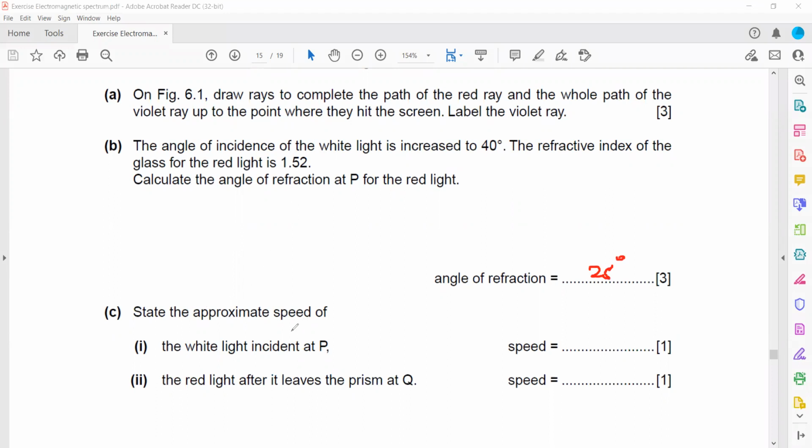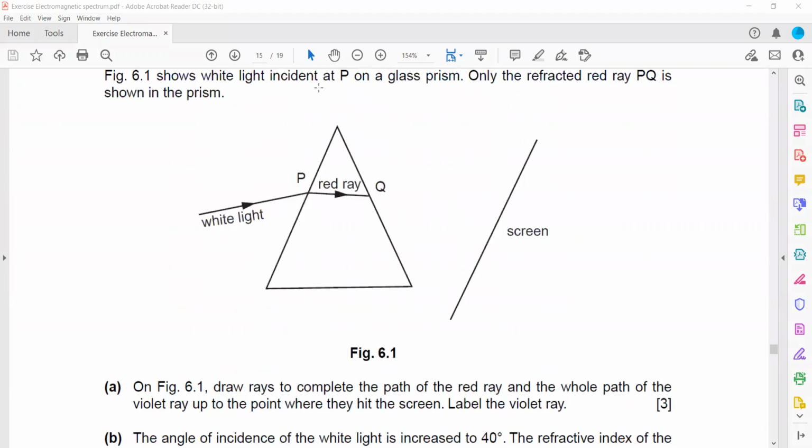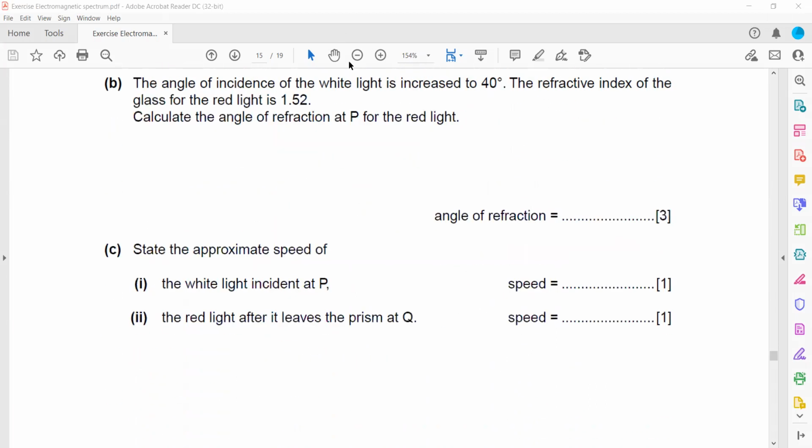Then state the approximate speed of white light at P and red light at Q. So at P, the white light is in air. Whenever it is moving in air, the speed of the light is 3 into 10 to the power 8. When red light is at Q, it is also in air. So what will be the speed? 3 into 10 to the power 8 meter per second. So these are free marks. This is 3 into 10 to the power 8. This is also 3 into 10 to the power 8 meter per second.